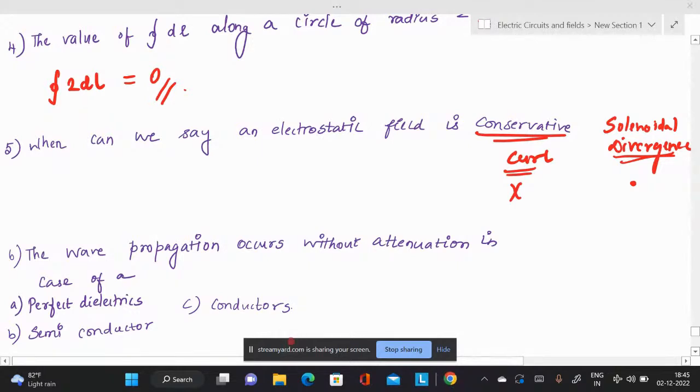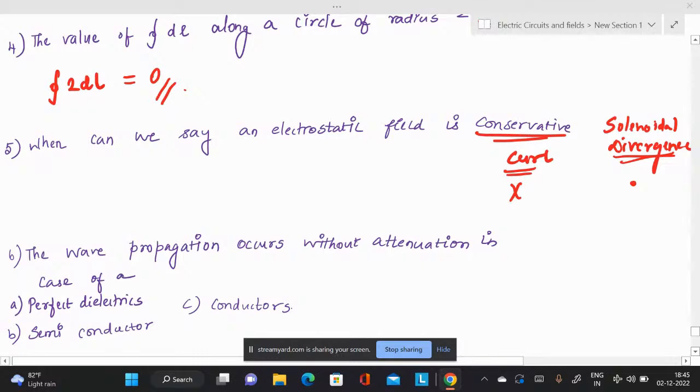If the curl, that is if the cross product of a two vector is 0, then we call that electrostatic field to be a conservative field. I repeat, curl 0 இருந்துச்சுன்னா கன்சர்வேட்டிவ்னு சொல்லுவோம். டைவர்ஜன்ஸ் 0 இருந்தால் சொலினாய்டல்னு சொல்லுவோம். ஓகேங்களா? So curl அப்படிங்கிறது cross product of two vectors.